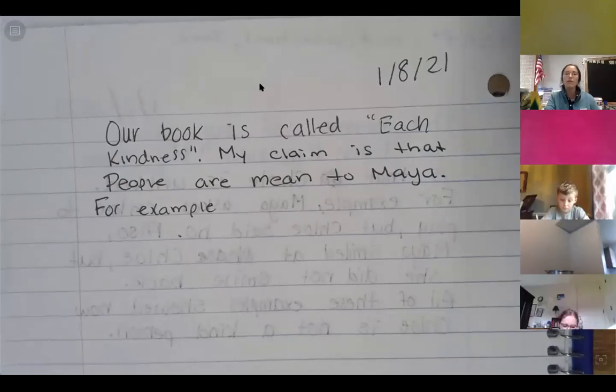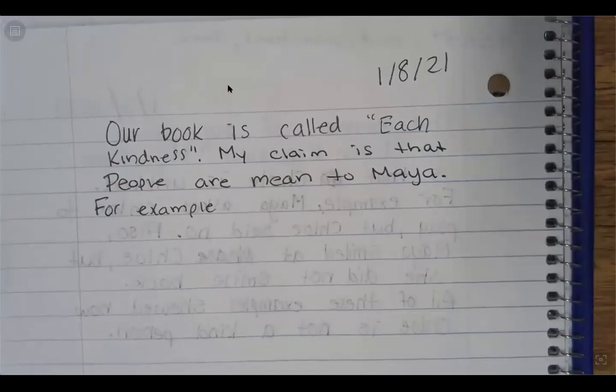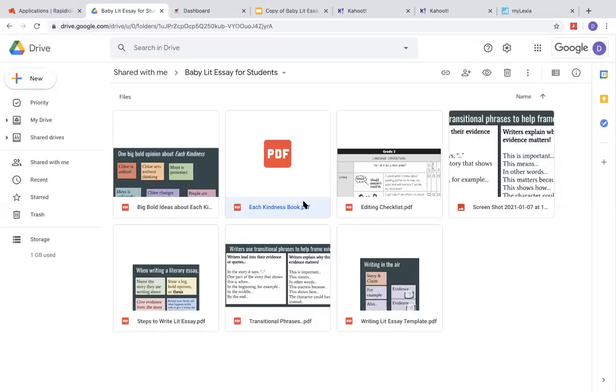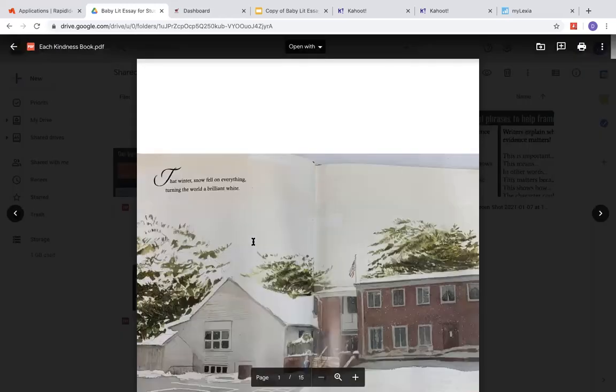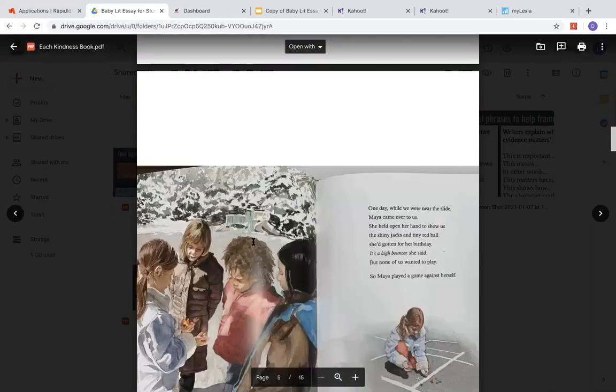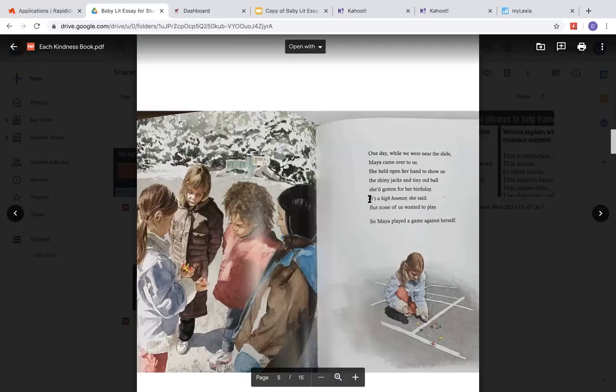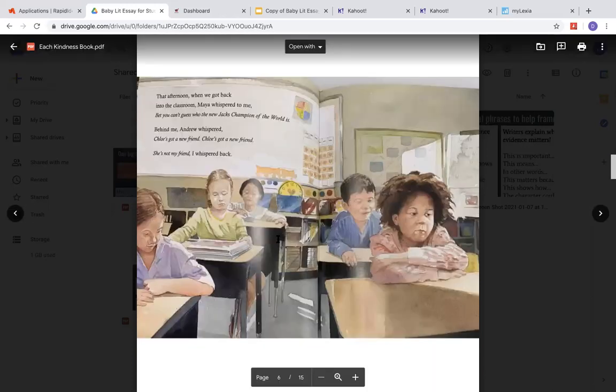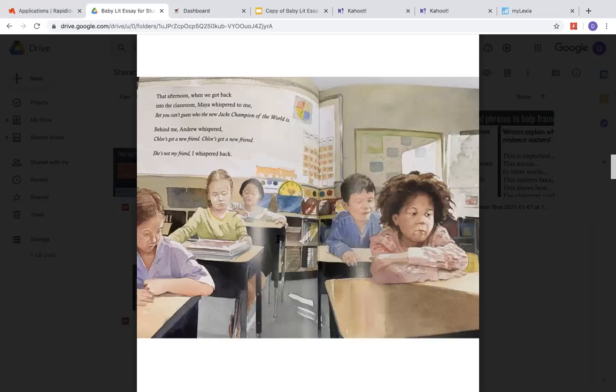Does anyone recall? This is where I want you guys right now to look into the book. You all have access to the book, remember? If you go to your Google Drive and you're in that folder, it is the one that says Each Kindness Book PDF. If you double click it, you could scroll through. I want you guys to take a minute and see if you could find a quote, something that somebody said word for word. Now it looks like quotes here, what people say, they're kind of slanted letters, okay?